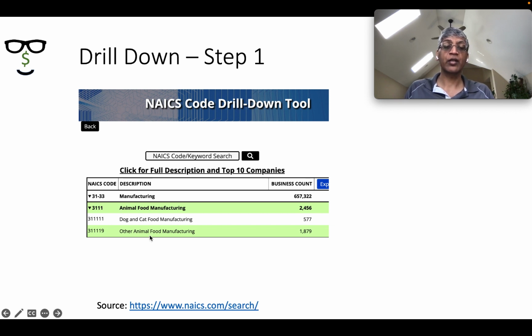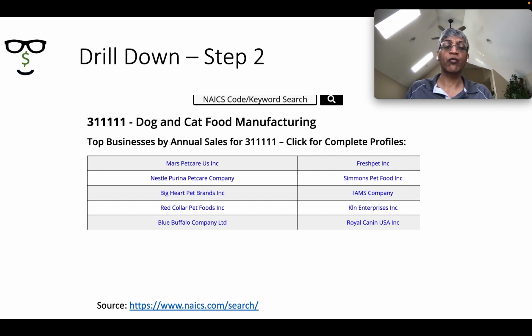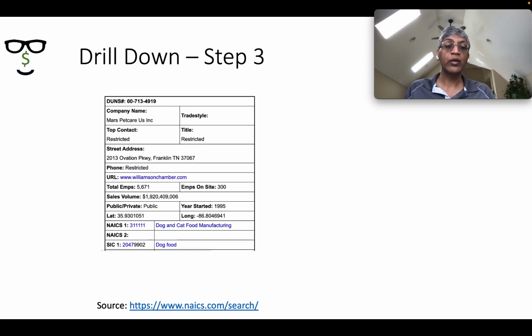Within animal food manufacturing is dog and cat food, in which there are 600 odd companies, and every other kind of animal food where there are many more companies. But in reality, the two pets control a large percentage of animal food manufacturing. Then you can sit there and say, gee, I wonder who are the players in dog and cat food. You can click underneath there and it lists the top players in dog and cat food manufacturing. You can click into one more of these and you can then see that Mars Pet Care is a $2 billion business in just dog and cat food.